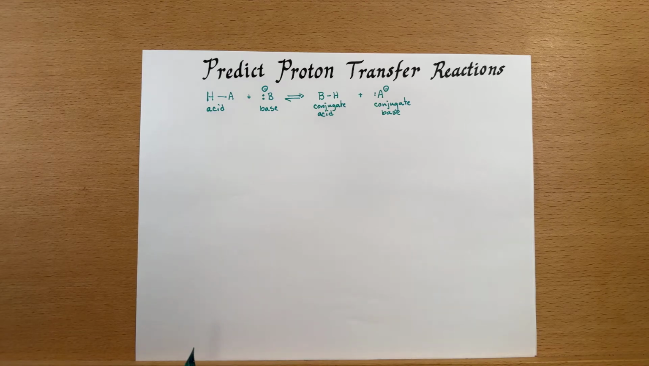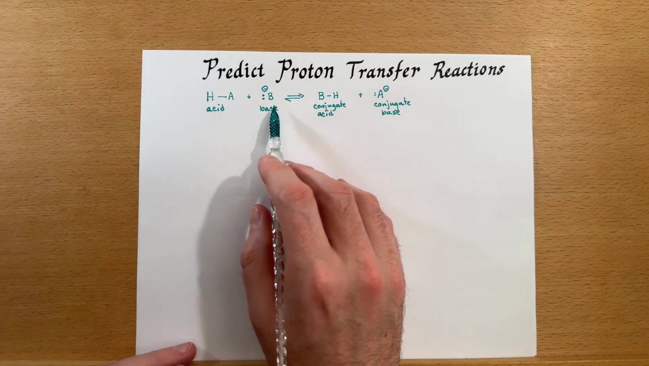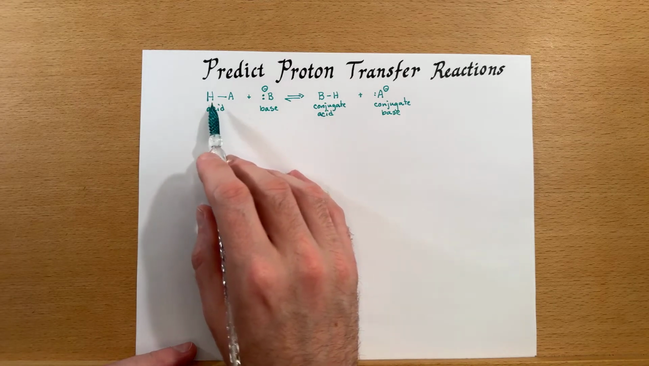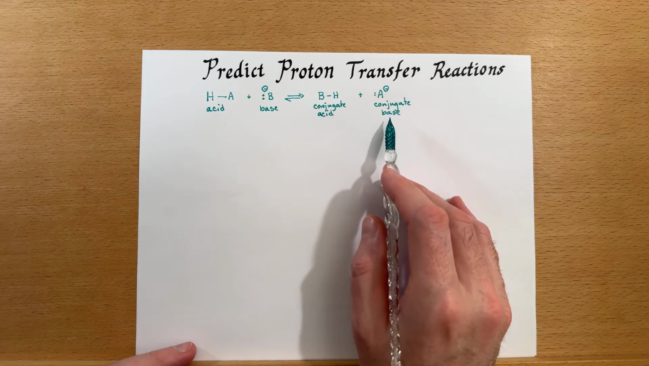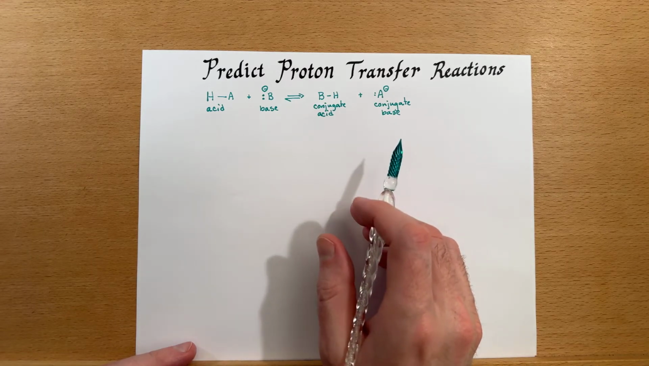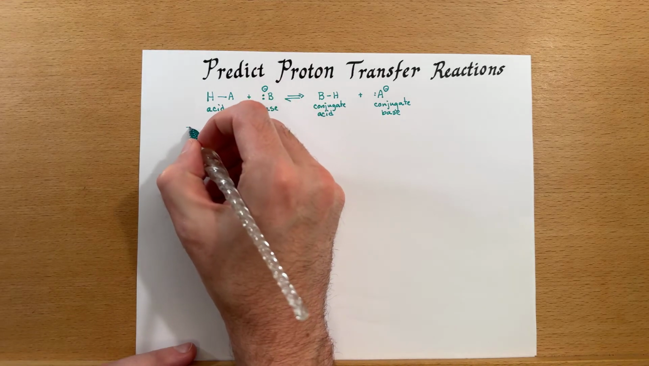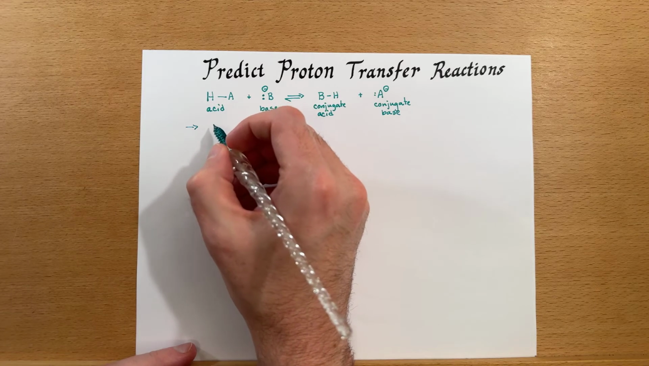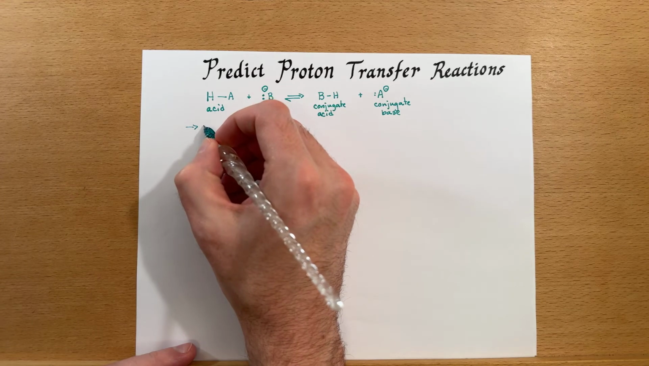Let's look at how we can predict the outcome of a proton transfer reaction. And so just as a reminder, we have an acid and some base, which will react with each other, and it will make the conjugate acid and conjugate base. Now we will use these to predict which direction a reaction will go. So reactions always go from strong to weak when they're a proton transfer reaction.